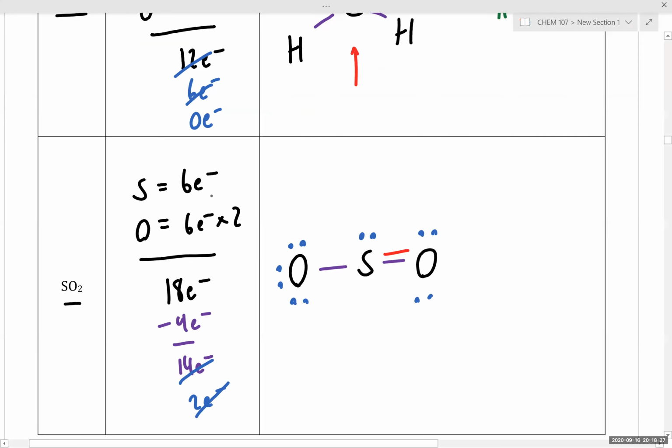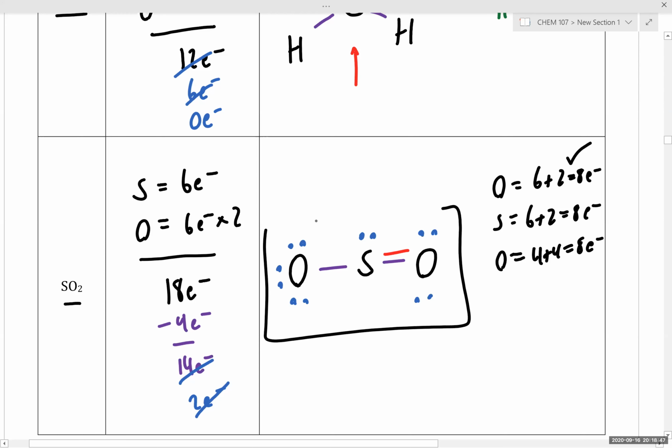So key thing, we've used up all of our electrons, and the octet rule is fulfilled. Oxygen has 6+2, 8 electrons. Sulfur has 6+2, 8 electrons. The other oxygen has 4+4, or 8 electrons. So we've fulfilled the octet for all of our atoms in this structure. Does that make sense?